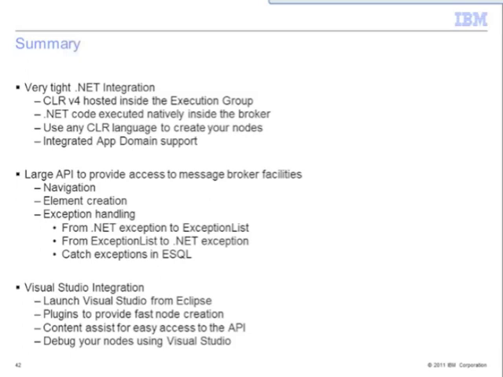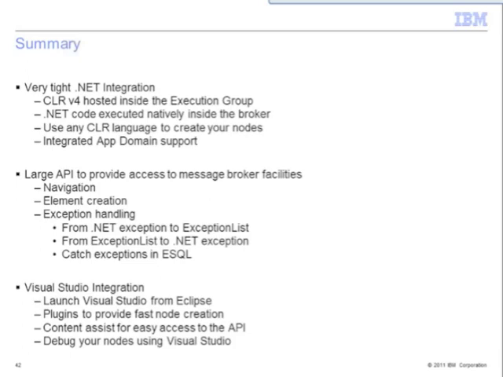You can use any of the CLR languages to create your nodes, and we have integrated application domain support, as we've seen, that provides things like hot swap support. We have a very large API to provide access to the Message Broker facilities, things like navigation, element creation, and exception handling. We can go from .NET to an exception list, from an exception list back to a .NET exception, etc. And of course, we can catch exceptions thrown from .NET in ESQL as well.